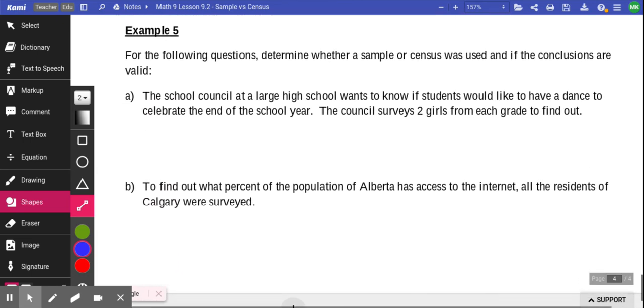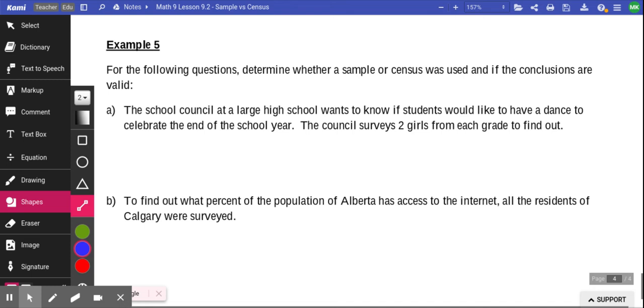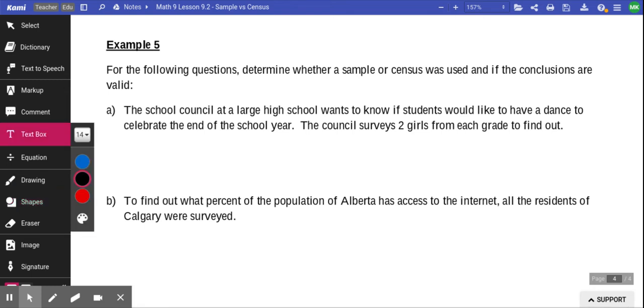Example 5. For the following questions, determine whether a sample or census was used and if the conclusions are valid. Okay, so this is going to be some good discussion points. Question A says, the school council at a large high school wants to know if students would like to have a dance to celebrate the end of the year. This council surveys 2 girls from each grade to find out. Okay.